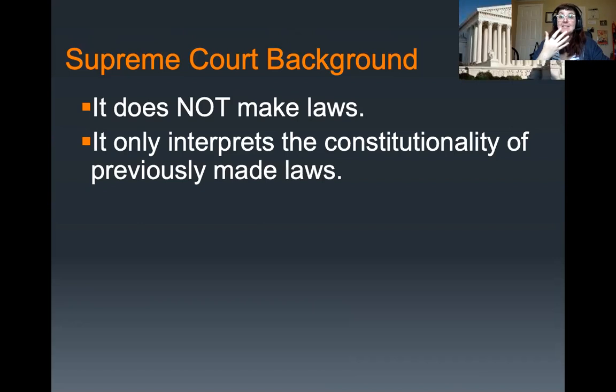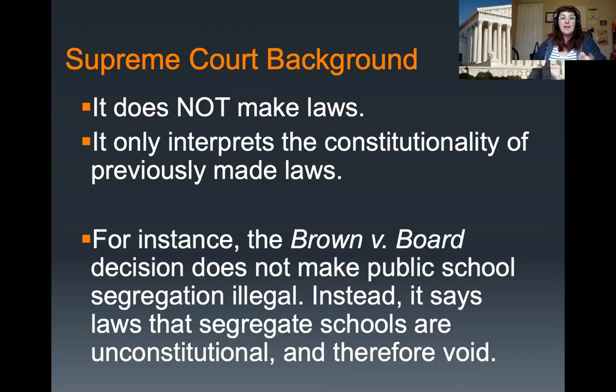Basically, they can say that something is illegal if it does not follow the Constitution. So in the case we're going to talk about here, right, Brown versus Board does not make public school segregation illegal. It says instead the laws that segregate schools are unconstitutional and therefore void. They don't exist. So that's kind of an important distinction. And when you get to civics next year, you'll talk more about this.